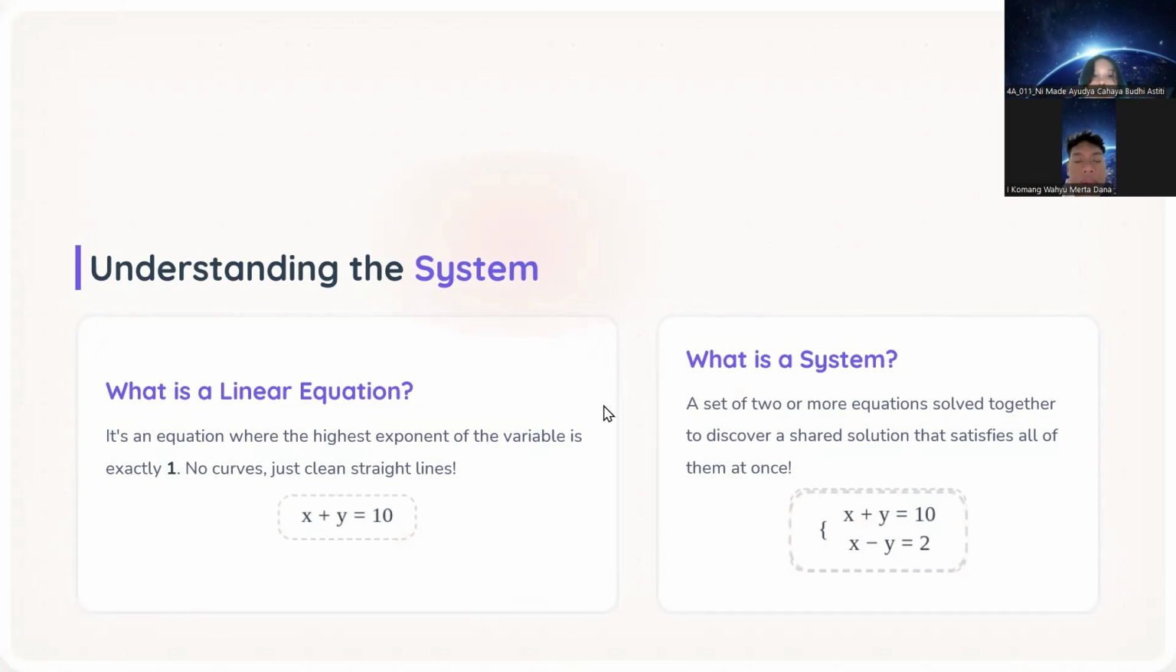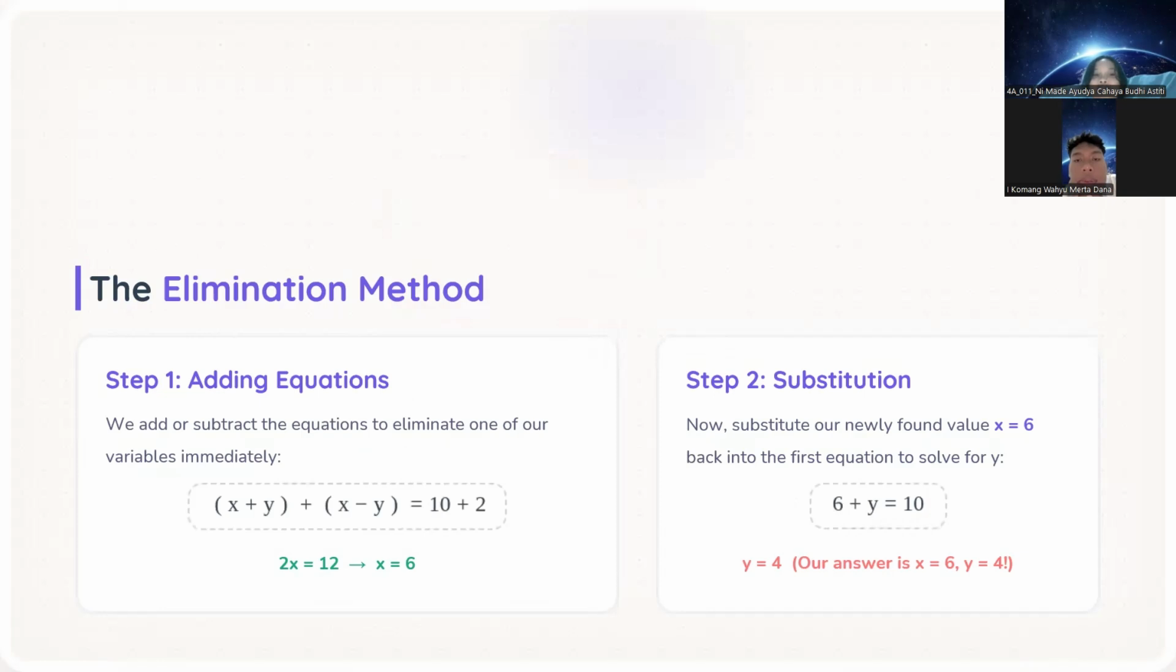For example, you can see this on the screen: x plus y equals 10 and x minus y equals 2. So these two equations form a system of linear equations. Why do we solve them together? It is because we want to find the values of x and y that satisfy both equations at the same time. Did you understand it, Wahyu? Yes, miss, I understand. Okay, thank you.